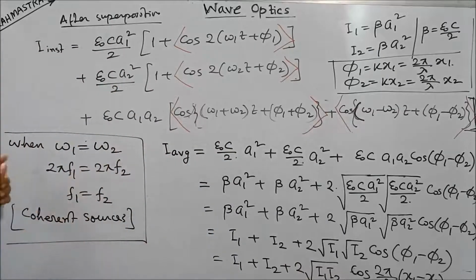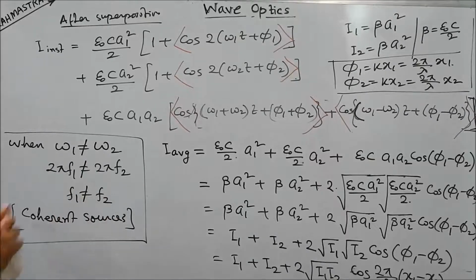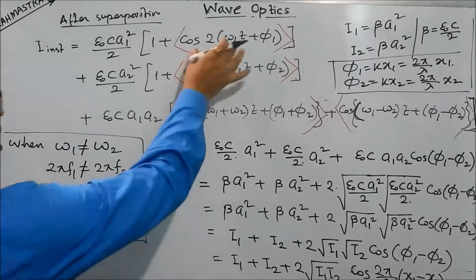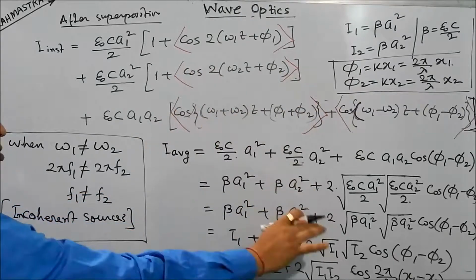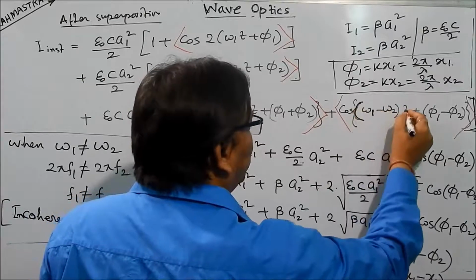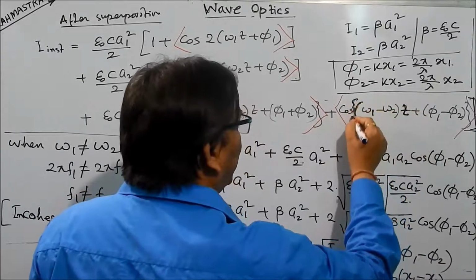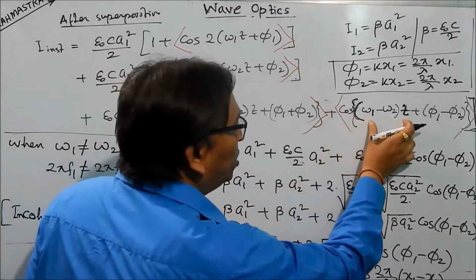So this is one case when omega 1 equal to omega 2. But suppose if omega 1 is not equal to omega 2, second case. So that means the frequencies are not equal. So then they are called incoherent sources. If they are incoherent sources, then the time average of this is 0, gone. Time average of this is 0. And time average of this, so there will be some part remaining, which is multiplied by time, because here omega 1 is not equal to omega 2. So some part of this will remain.